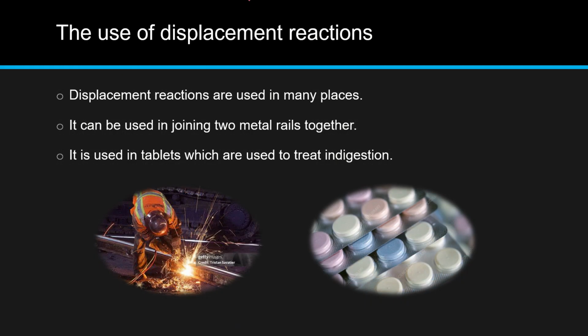The use of displacement reactions. Okay, now displacement reactions are used in many places in real life. It's applicable in many places in real life. Let's see where it is. Displacement reactions are used in many places. It can be used in joining two metal rails together. So here you can see two metal rails, railway tracks. The rails, two of them, are being welded and joined together. Here displacement reactions are used.